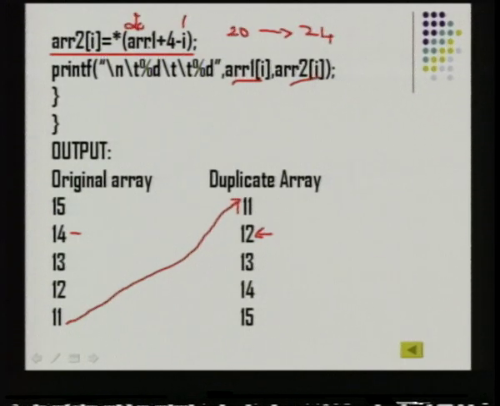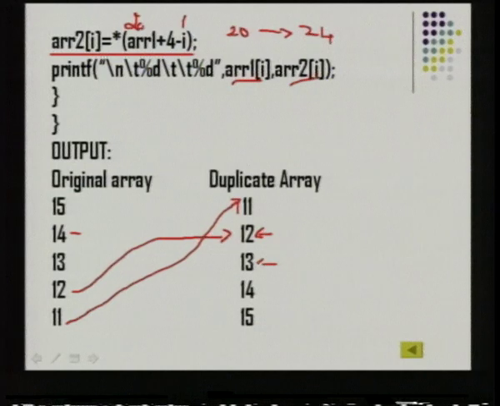So, array 1 is 20 plus 4 minus 1, that means 24 minus 1, 23. So, what is stored in 23 over here? 12. So, this 12 moves to the second position of the array, and I am printing the values. Next iteration, I becomes incremented to 2. So, array 2 of 2, that means 0, 1 and 2.